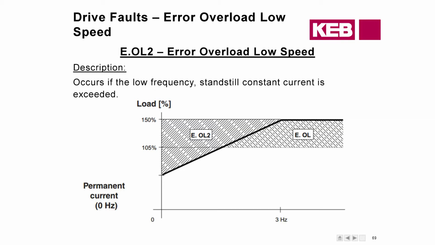E.OL2, error overload, low speed. This is again high current, but at low speed or low frequency. Specifically, it's going to be below 3 hertz. The range that you're going to be in, that's 150% here, below 3 hertz. That's going to be the E.OL2 range. You're going to see this on permanent magnet applications. Anything to the left side of this curve here, you're going to be in the E.OL, so anything above this 3 hertz.